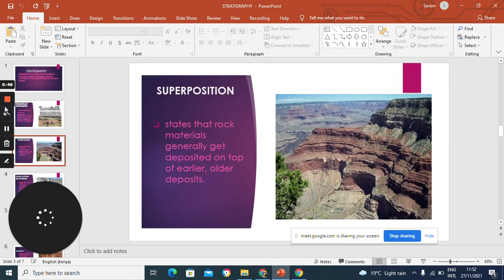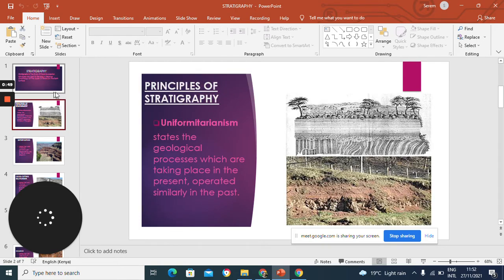Under the principles of stratigraphy, the first principle is the principle of uniformitarianism. It states that the geological processes which are taking place in the present operated similarly in the past. So what this principle means is that the kind of layering we are seeing today is not something new that is happening in rocks, but it is something that has existed for a long period of time.